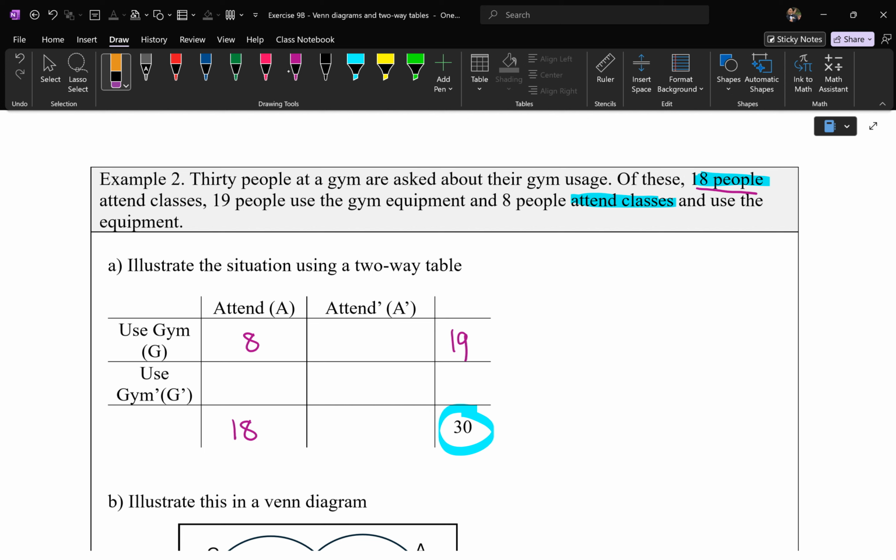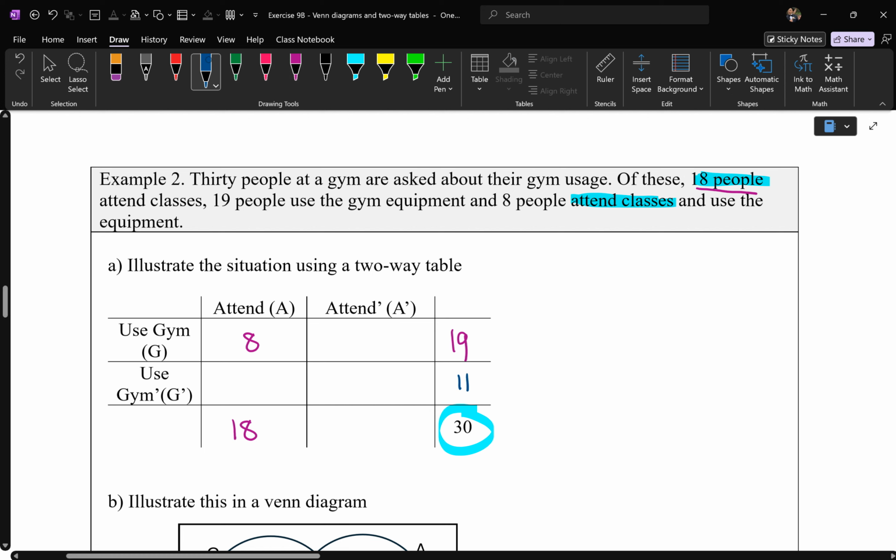Okay, so here, if we then got our two-way table, it makes it easy to fill in the blanks now. They all need to add up to 30, so this must be 11. 19 plus 11 gives you 30. This must then be 12. 8 plus what gives you 19? Well, that must be 11.